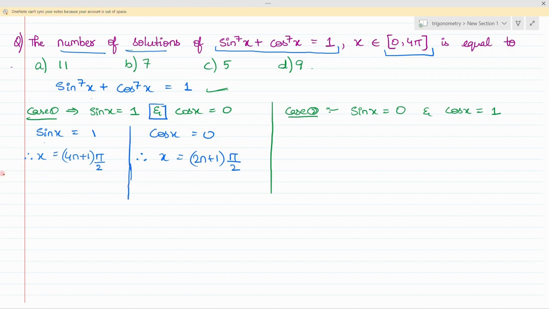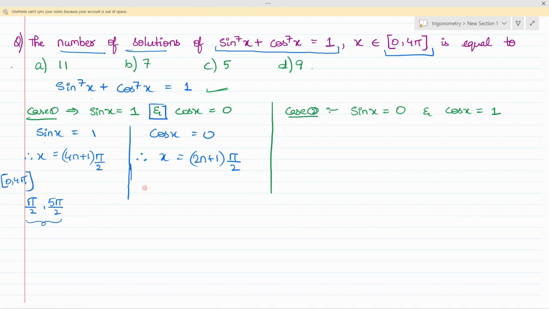So first, in the given range 0 to 4 pi, let's write the solutions of these two separately. If n is 0, it will be pi by 2. If n is 1, it will be 5 pi by 2. If we keep n equal to 2, it comes out of this range. So these are the only two solutions which satisfy sin x is equal to 1 in this given range.